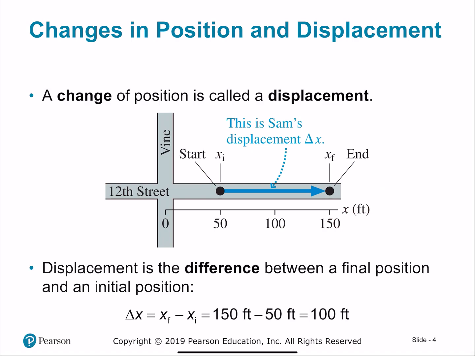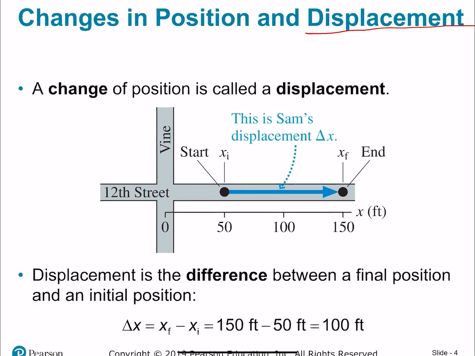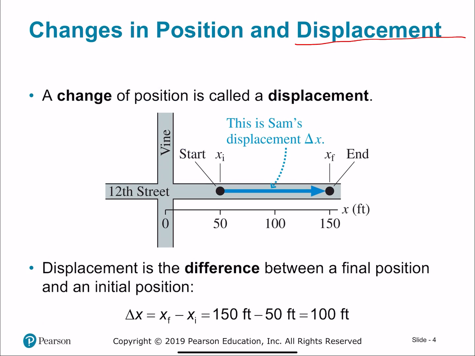So when the position changes, then we have a displacement. So in physics, we are going to talk about changes. Physics, in a way, is a study of physical changes. So to express changes, we are going to use this upside down triangle, and this is called delta. And it's a Greek letter, and is typically used to denote changes.